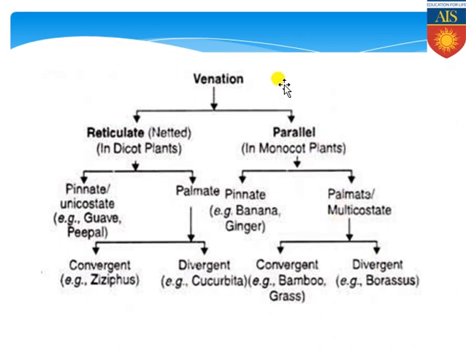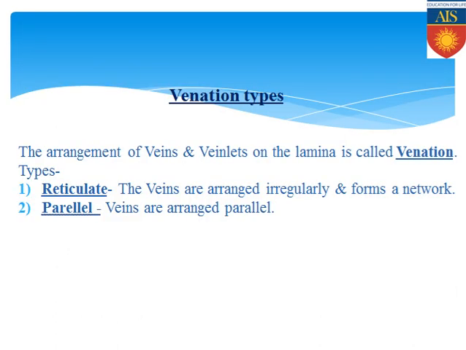I think the classification of the venation, reticulate and parallel, and after that based on the number of midribs, the classification, as well as whether the midribs will be converging to a point or not, based on the entire classification, I think you have understood very clearly. Coming to the next slide, where the venation types, whatever I have just told in this classification, are only mentioned: reticulate and parallel.